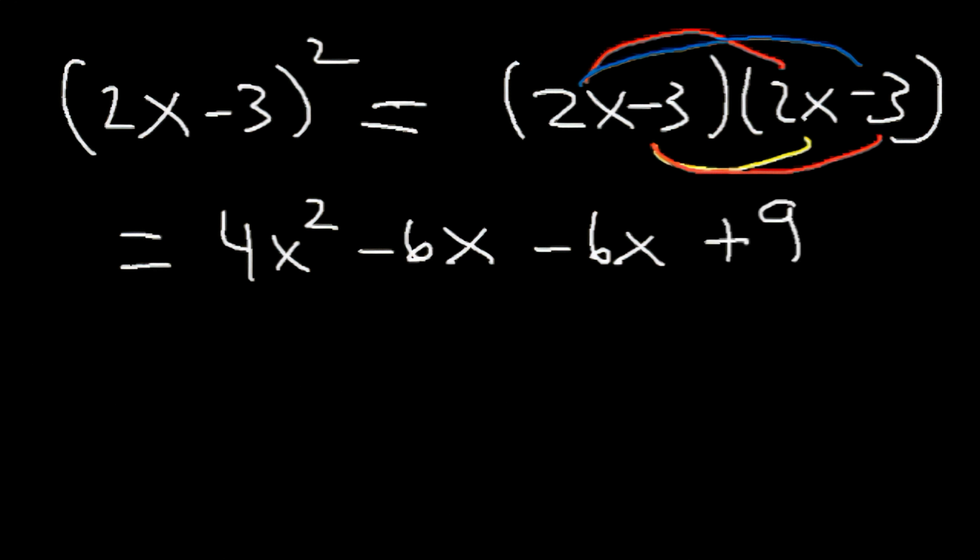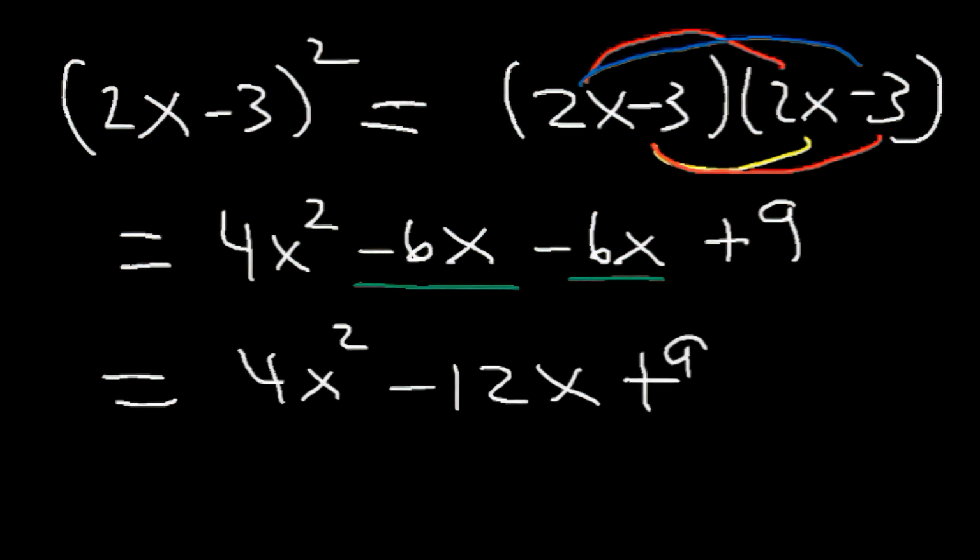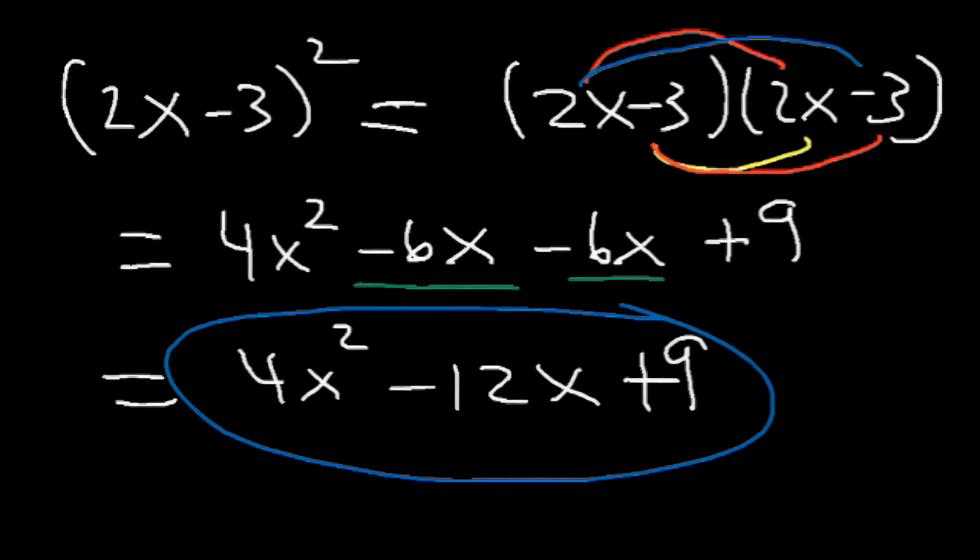Now, just like before, we need to combine like terms. 6 plus 6 is 12, so negative 6 plus negative 6 is negative 12. So this is the answer, 4x squared minus 12x plus 9.